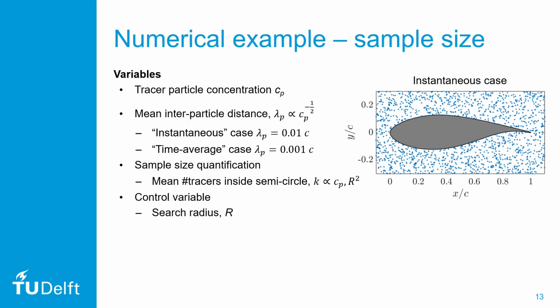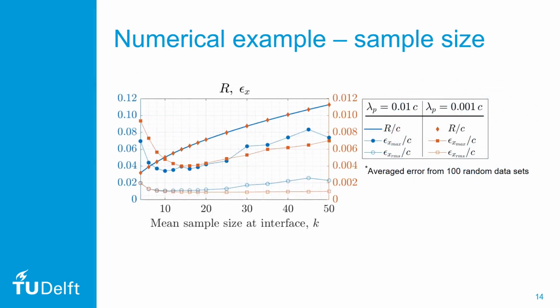So how do instantaneous and time average case compare? The instantaneous case is represented by the blue data, whereas the time average case is represented by the orange and red data. Comparing the y-axis, you see that there's an order of magnitude difference in the error. For small sample sizes, below 10, we see that the error is dominated by random error. The sample size is statistically insignificant and we get a large random error. On the opposite end of the scale, we run into issues of truncation, where spatial resolution becomes an issue.